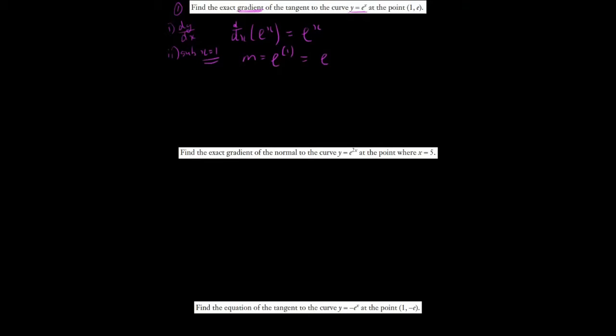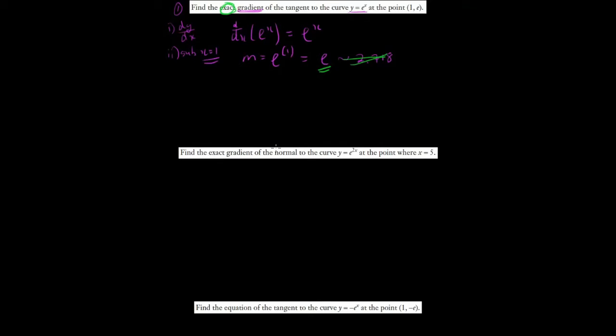Now they want the exact gradient. So you have to be careful with questions. Make sure you read the question carefully, because you should not write 2.718 or 2.72. Sorry, you shouldn't be writing those. We know that e is roughly around 2.718, but we should not write this because they want the exact answer. So you would write this. This is it. This is your gradient.